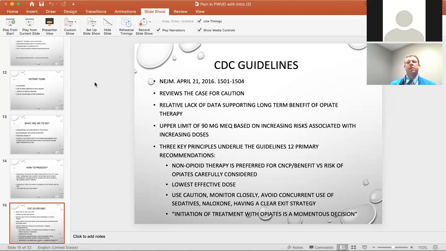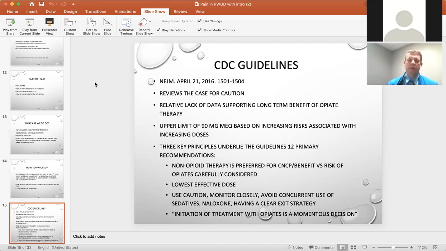This is a good thing to think about in general for our patients, though: these guidelines, while we could say well-intentioned, also have potentially caused a lot of trouble for patients. And probably the most controversial thing is really the 90 milligram morphine equivalency, which is the fourth bullet point there.